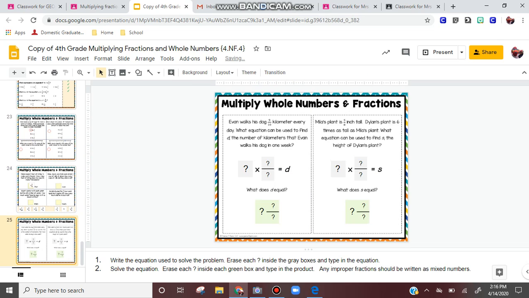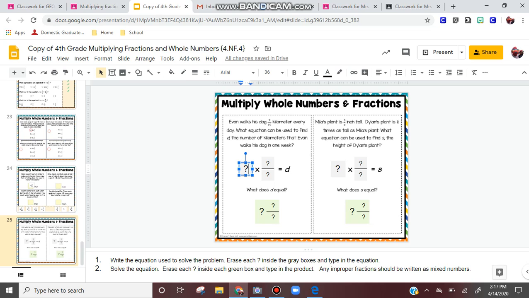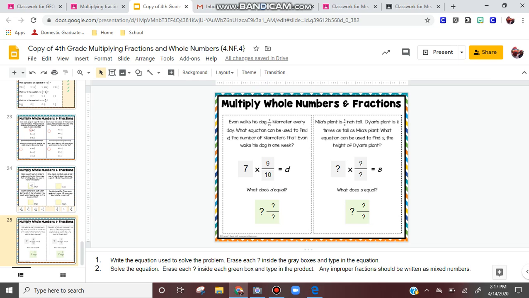Okay, and then the last one. Evan walks his dog 9/10 kilometer every day. What equation can be used to find the number of kilometers that Evan walks his dog in 1 week? So 9/10. So how many days in a week are there? So there's 7 days in a week. And then he goes 9/10. And then you had to figure out what the answer of that is.